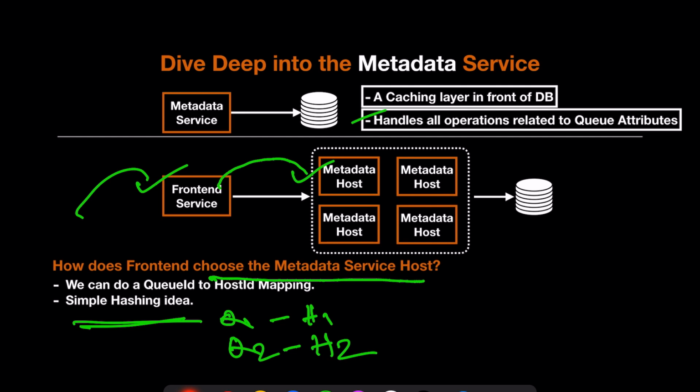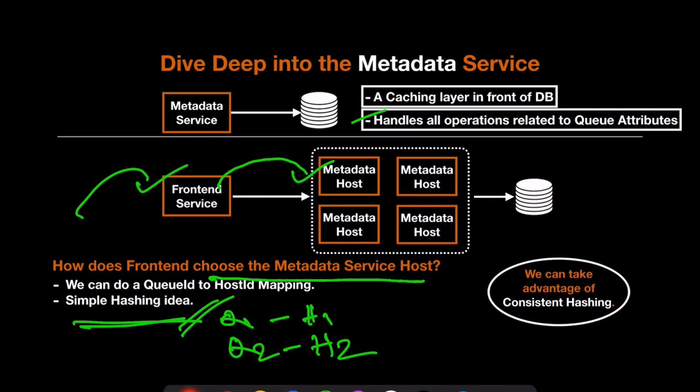However, if the number of queues is very large and hosts are coming up and down frequently, normal hashing does not scale, and we have some issues with that. That's why we can take advantage of consistent hashing. Consistent hashing is a complex topic, and in this lecture we won't go into the details, but it will help us easily map the queue to our metadata host.